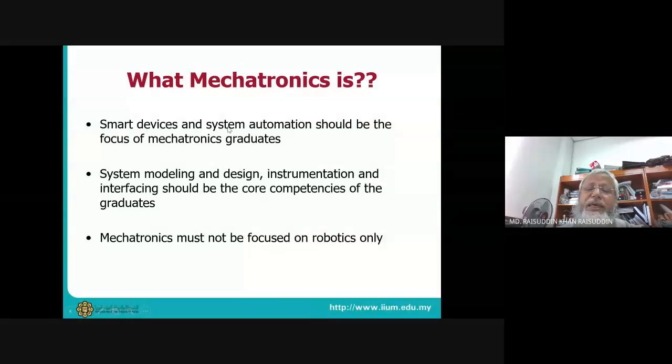Smart devices and system automation should be the focus of mechatronics graduates. So when you are learning, what is your target? Smart devices and automation. The washing machine, dishwasher, clothes washer, these are basically automation of manual washing. So this is a mechatronics device.